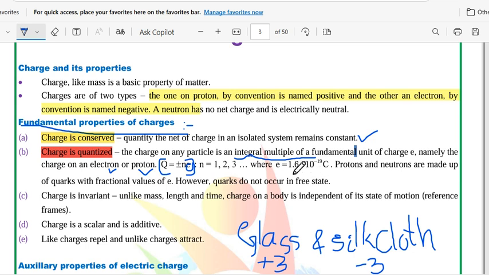See, the protons and neutrons are made up of quarks with the fractional values of e. What is it? With the fractional values of e. While coming to the integral multiple of the fundamental unit, let us take an example.